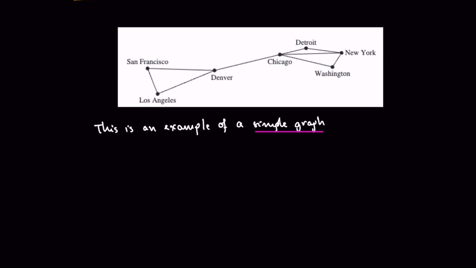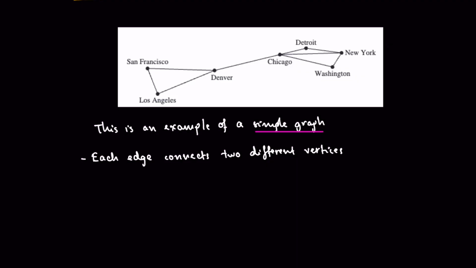A simple graph is one where each edge connects two different vertices. And the vertices are used to identify the data location. In this case, you have San Francisco, Los Angeles, Denver, Chicago, Detroit, Washington, and New York.